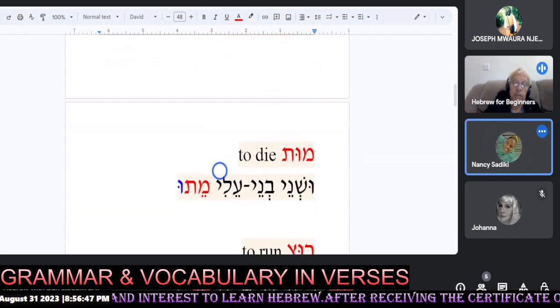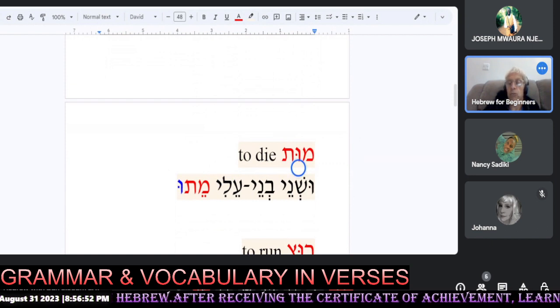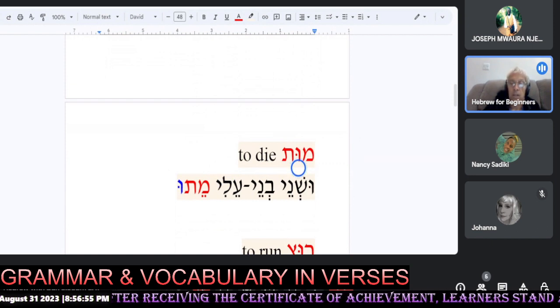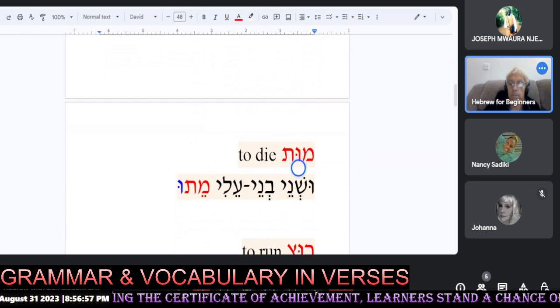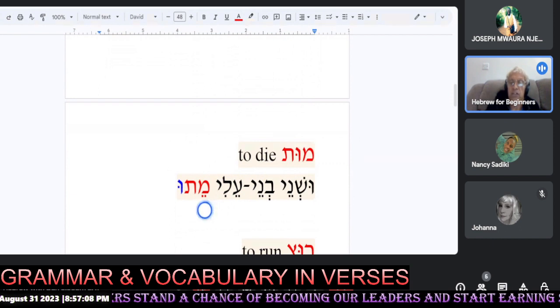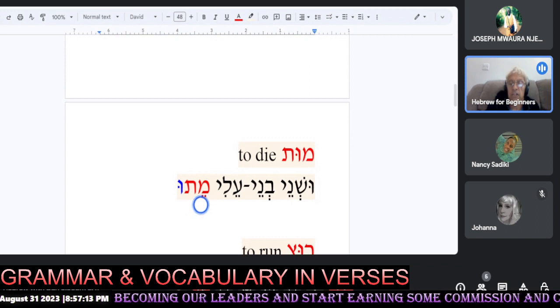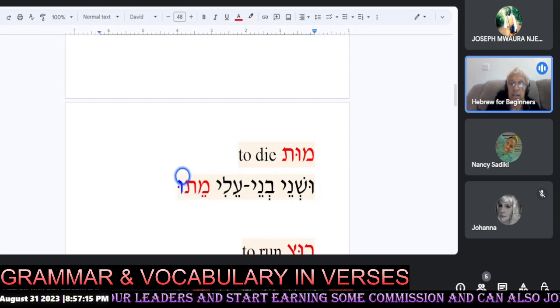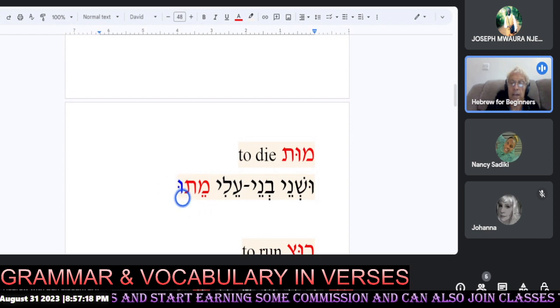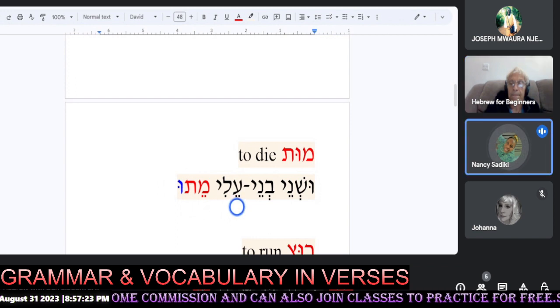Then we have the Shoresh Mut. This is also in the Ayin Vav family, Mut, to die. Now this one isn't featuring the Amut, Tamut, Yamut. It's staying in the past tense. So Met is he died. Metu is they died. So again, when you get used to this u at the end, it is the plural. Metu, they died. Okay.